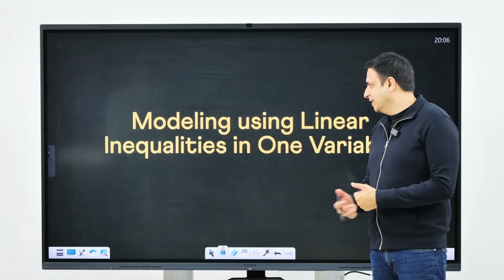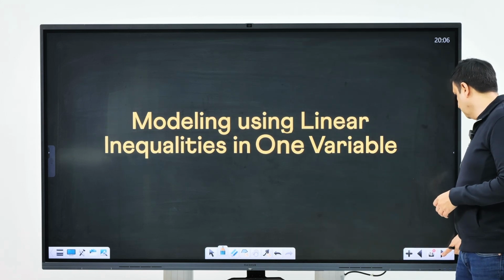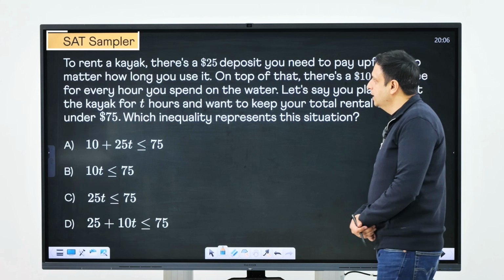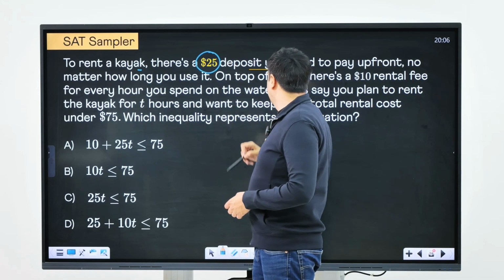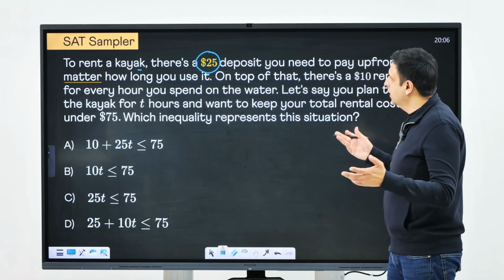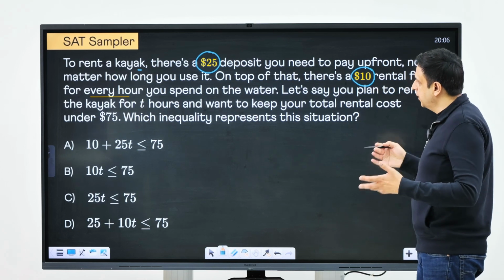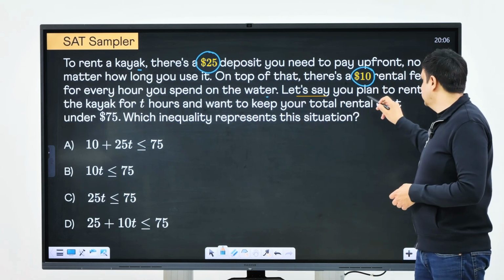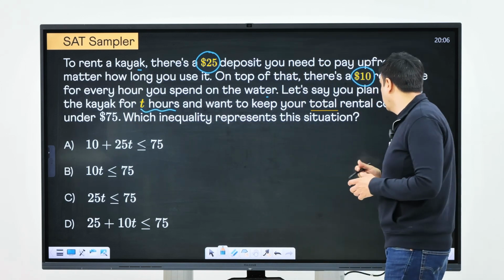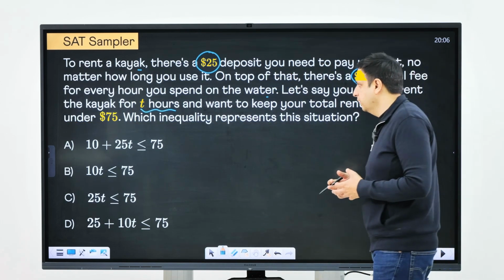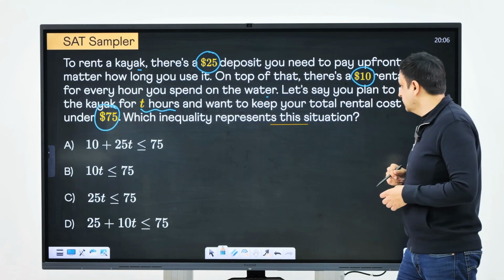Now the last theme in this section is modeling real world situations using linear inequalities in one variable, and here is a nice SAT sampler on this theme. To rent a kayak, there's a $25 deposit you need to pay upfront no matter how long you use it. On top of that, there's a $10 rental fee for every hour you spend on the water. Okay, so let's say you plan to rent the kayak for T hours and want to keep your total rental cost under $75. So you don't want to exceed $75. Which inequality represents this situation?